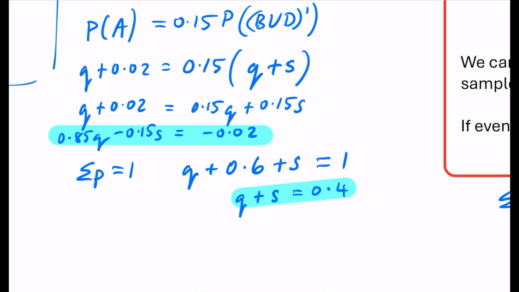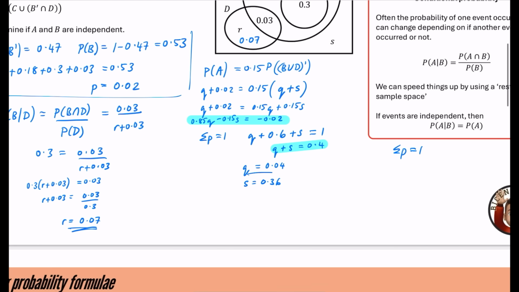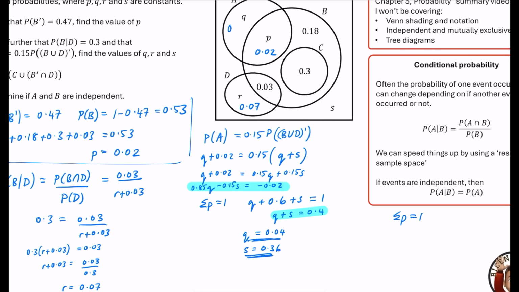And we get some quite nice looking answers, which makes us feel like we've done it correct, but it wouldn't be a problem if we got fractions. We got that Q is 0.04 and S is 0.36. So we have now got our values for P, Q, R, and S. I am going to add this onto the diagram though. So we get 0.04 and 0.36.